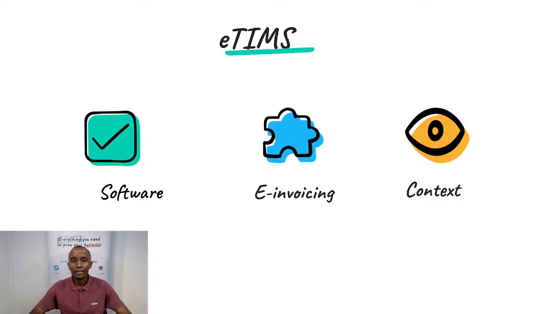It's also worth mentioning that the deadline to onboard on eTIMS was the 31st of March 2024, meaning that as of today, anyone in business, be it a company or an individual, is supposed to be onboarded on eTIMS and issuing electronic invoices.